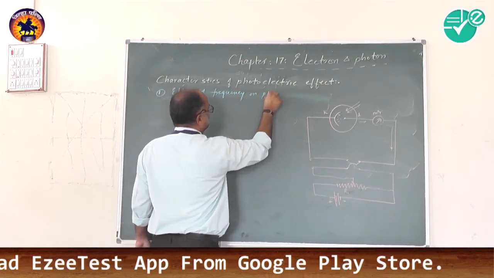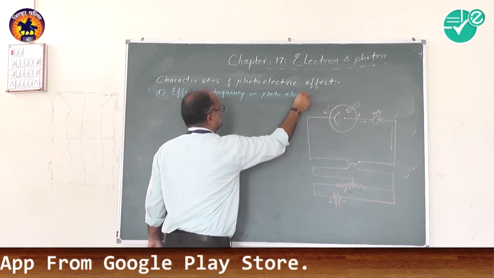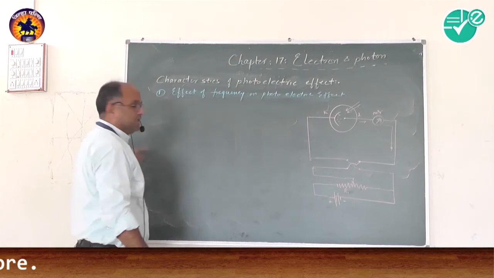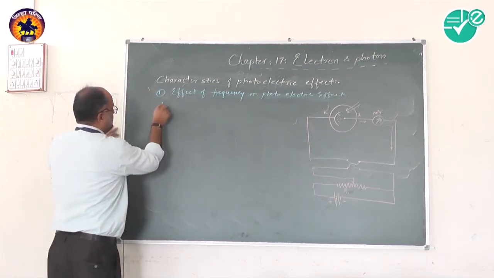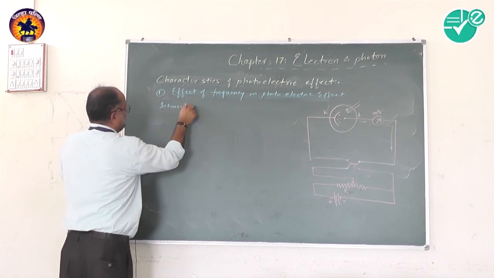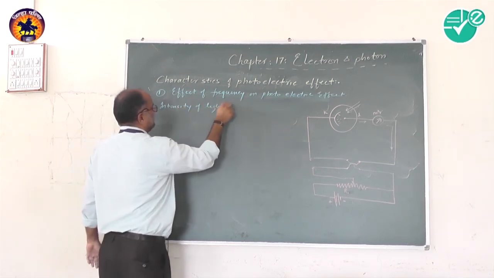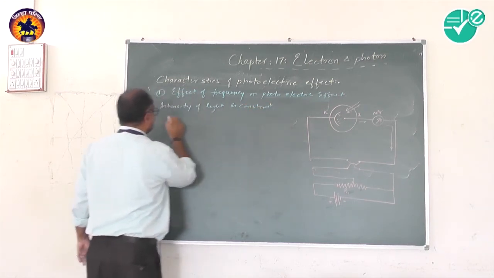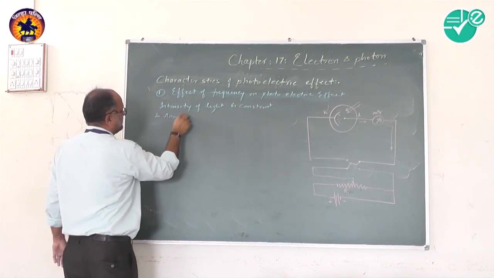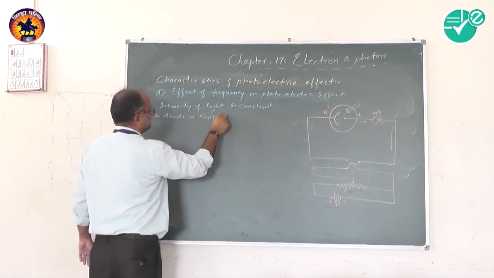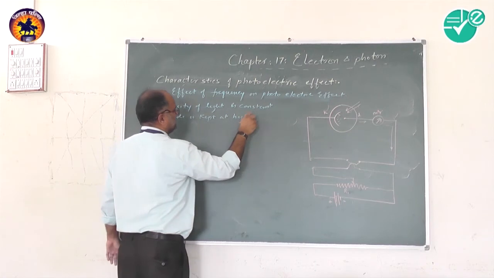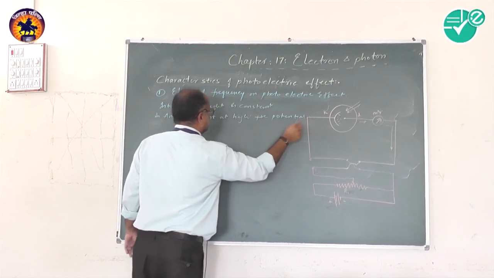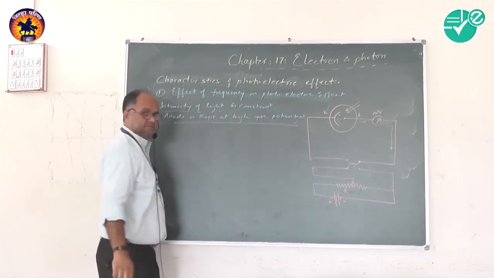the effect of frequency on photoelectric effect. Now here in this case the other two parameters, that is intensity of light radiations is constant, and anode is kept at high positive potential. These are the two variables which are being kept constant.